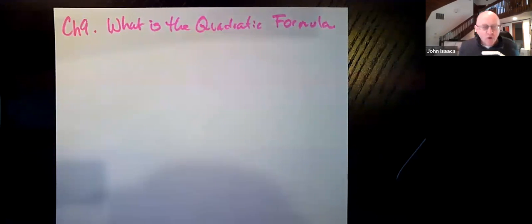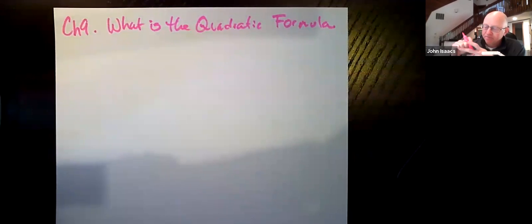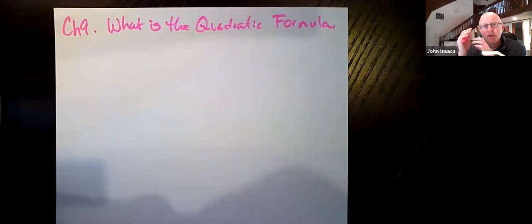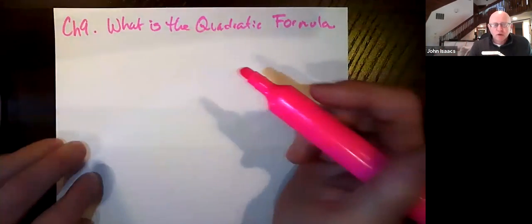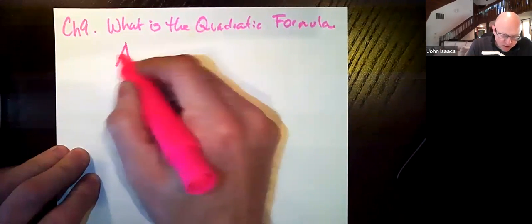Okay, so the quadratic formula is the next thing in this chapter. What is the quadratic formula? Well, it's a way of solving for x in a quadratic equation without factoring, without completing the square. Basically, it is completing the square, but it's a shortcut for it. So let's complete the square for the general equation of a quadratic.